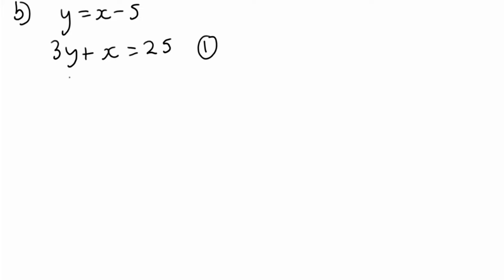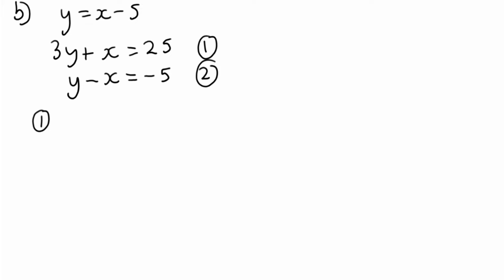On to part B. We have to calculate the coordinates of C, which is the point of intersection of L1 and L2. L1 we just found out was y equals x minus 5. L2 we have been given, which is 3y plus x equals 25. So I'm going to do simultaneous equations. I'll call that equation 1. I'm going to rewrite the first equation so it's in the same format, and call that equation 2. And then I'm just going to add both equations.